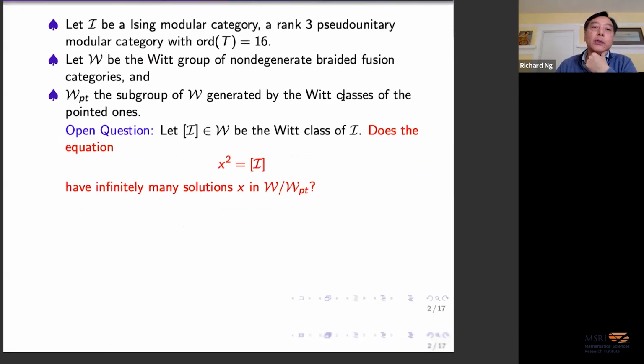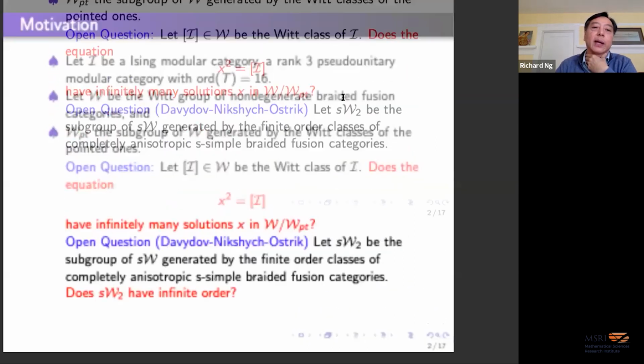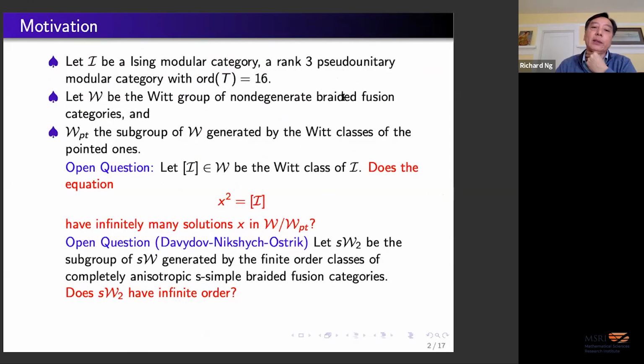Another question is actually a conjecture offered by Davydov-Nikshych-Ostrik. Basically it is about the super-Witt group, the subgroup generated by the finite order classes of completely anisotropic slightly degenerate braided fusion categories. We know this subgroup has exponent 2, it's proved in their paper. What was not known was whether this group has infinite order.